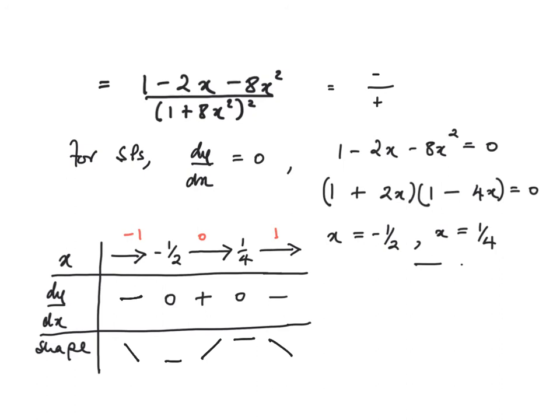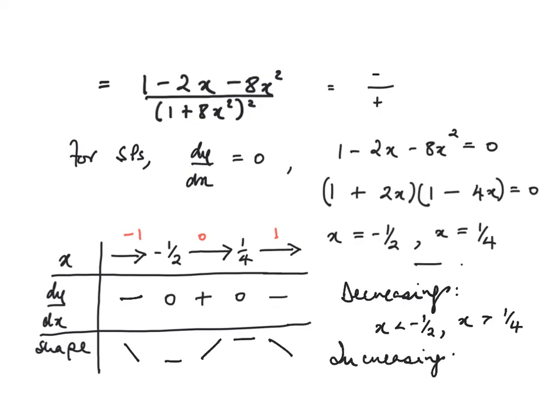Now, decreasing, that's when dy by dx is less than 0. So the function is decreasing when x is less than minus 1/2 and when x is greater than 1/4, and it's increasing in this region here, which is to say between minus 1/2 and 1/4.